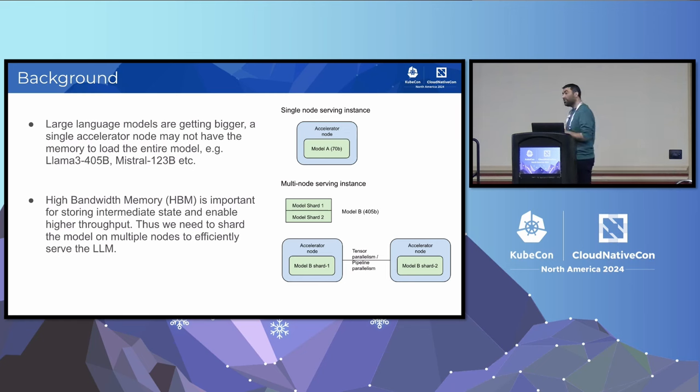Now, on the TPU side, we have an even more critical problem. With TPUs, we scale horizontally. A single TPU device has 32 or even 16 gigabytes of memory, and a single node actually has only 4 chips. And so at Google, we quickly required multi-node, multi-host serving. So that's why we're trying to think about how to solve this problem.